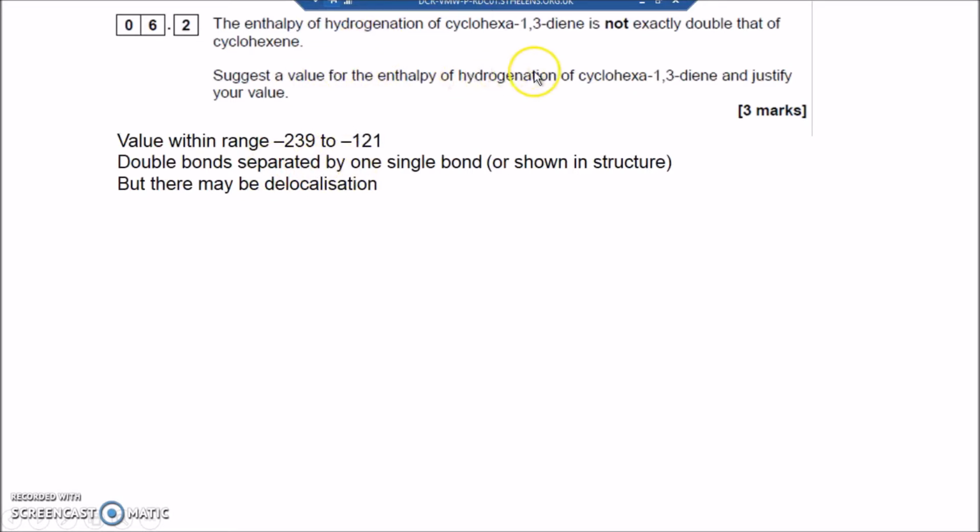Suggest a value for the enthalpy of hydrogenation of cyclohexene and justify its value. We've done that. So double bonds are separated by 1 single bond, but there may be some delocalization. So that explains why it's more stable than you'd expect. Double bonds separated by a single bond, but there may be some movement of electrons between the 2 bonds. So it might not just be double, single, double. Sometimes there's movement of electrons even between 2 double bonds separated by a single. Difficult question.